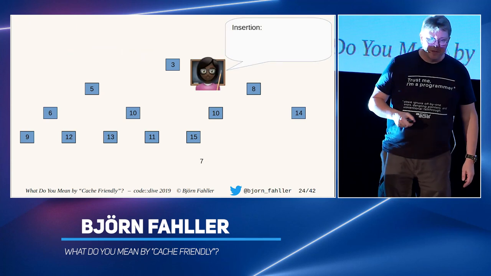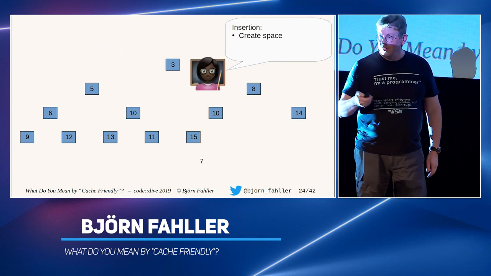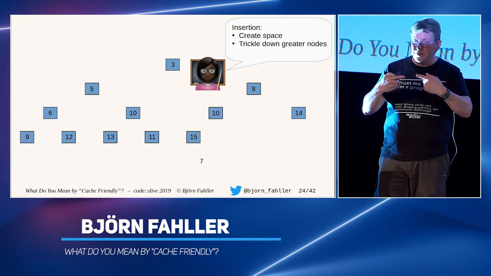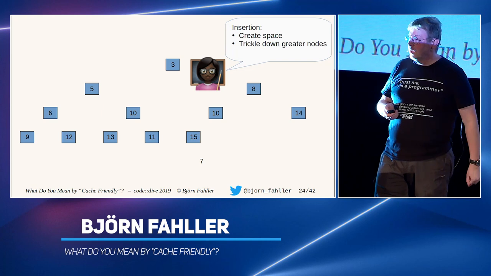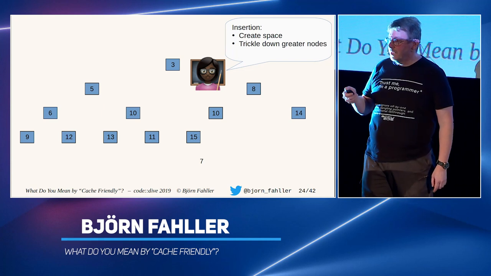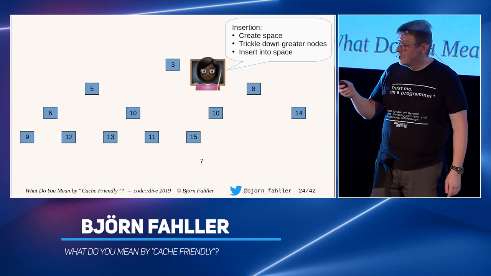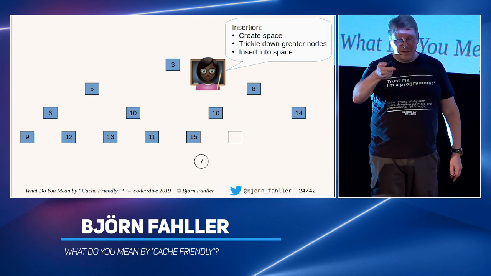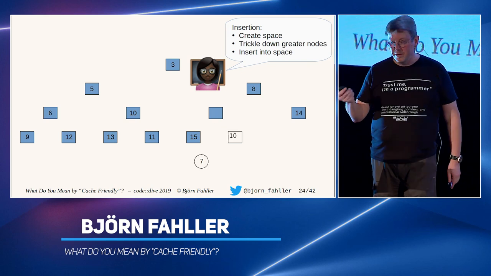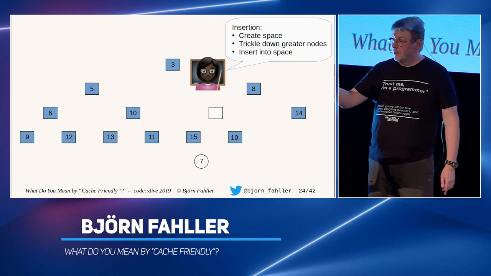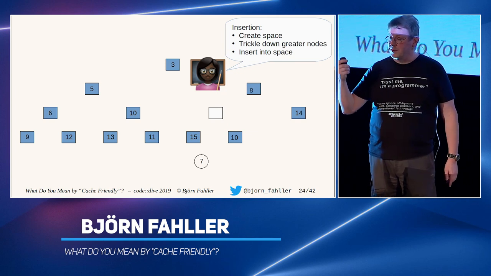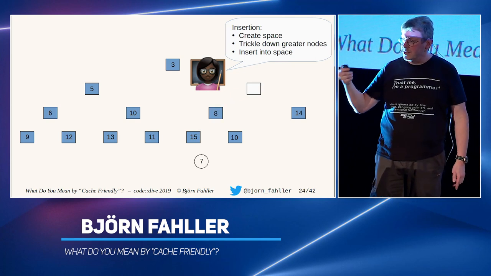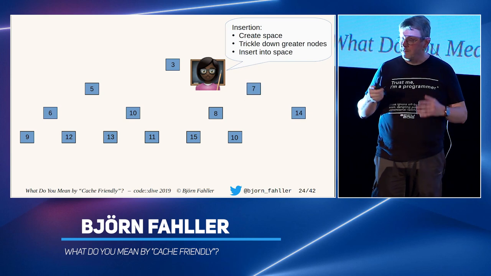And the way you do operations on this, if you want to insert something, you create a space for the insertion, and you trickle down elements that are greater than the one you want to insert until there is none, and then you can insert into that space. So let's say we want to insert 7. We make space for the 7, but we compare with the parent, 10. 10 is greater, so we move it down. Now we have a new hole. Compare its parent, it's 8. 8 is greater, so we move it down. Now a new hole. Its parent is 3. 3 is not greater than 7, so we insert 7 here. Good.